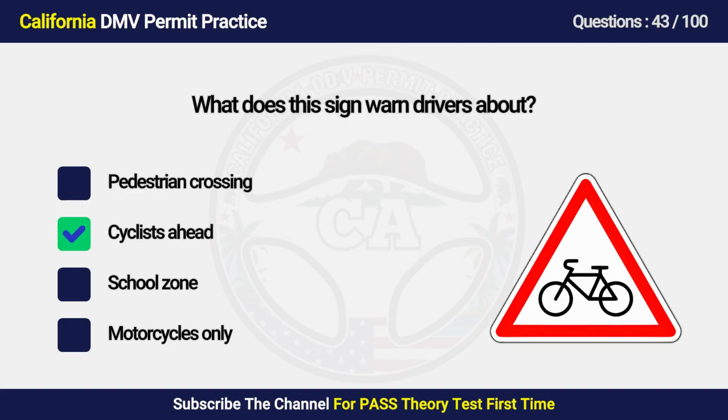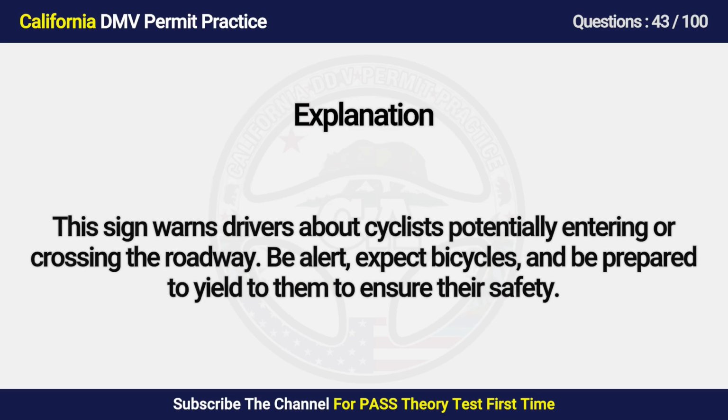Answer is B. Cyclists ahead. This sign warns drivers about cyclists potentially entering or crossing the roadway. Be alert, expect bicycles, and be prepared to yield to them to ensure their safety.